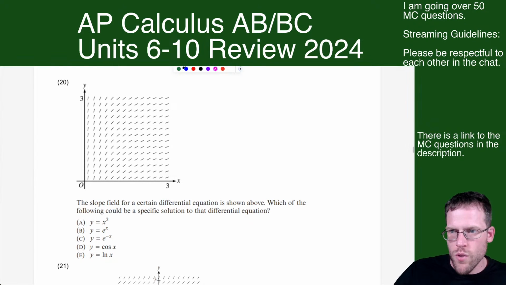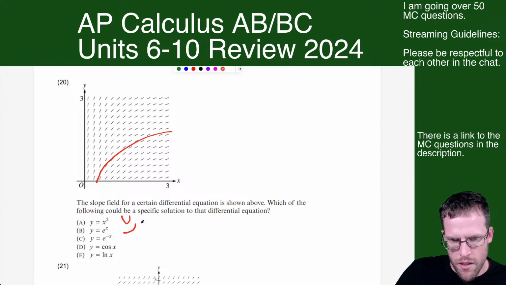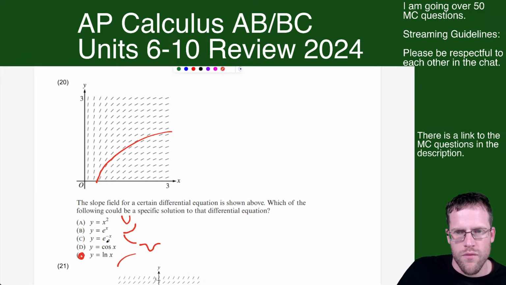All right, so question 20, we have another slope field. This one, honestly, we just sketch the solution through the slope field, and it looks like this. It doesn't look like x squared, I'm thinking of this. e to the x, I'm thinking of this. e to the negative x, I'm thinking of this. Cosine x, I'm thinking of this. Natural log x looks like this. I'm like, all right, choice E right away.